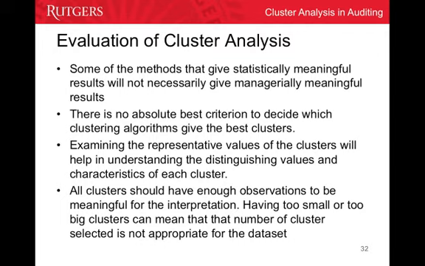Having too small or too big clusters can mean that the number of clusters selected is not appropriate for the dataset. Not only can a small cluster mean that the number of clusters selected is too large, but a small cluster can also be an outlier or abnormal. On the other hand, having a cluster which is too large, dominating the result, can mean that the number of clusters selected is too small.